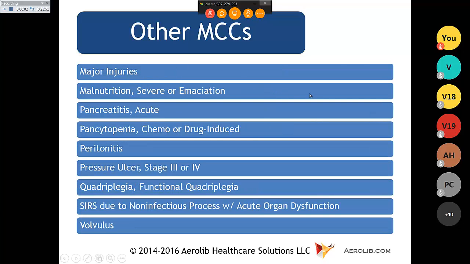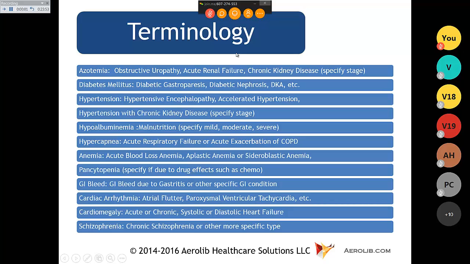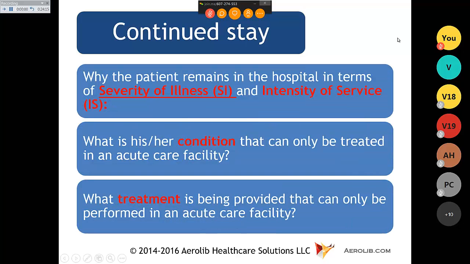And this is where we have some other MCCs. This is CMS semantics, terminology. So instead of writing anemia when this patient is bleeding, write acute blood loss anemia, if you know the reason. If this is a cardiac arrhythmia, try and be specific. Get an EKG, know if it's an atrial flutter, if it's a VTAC, if it's an SVT, but be as specific as possible in your documentation.